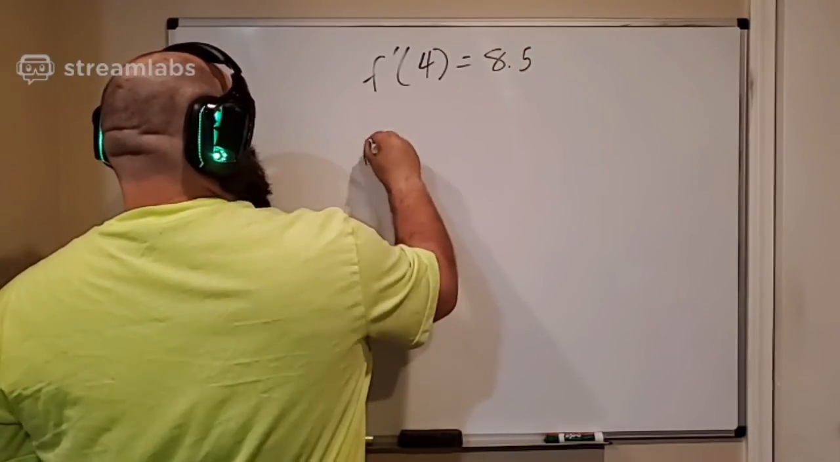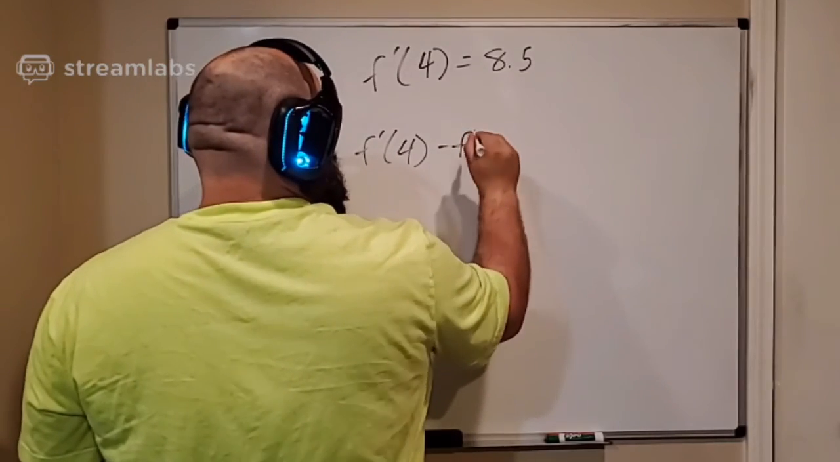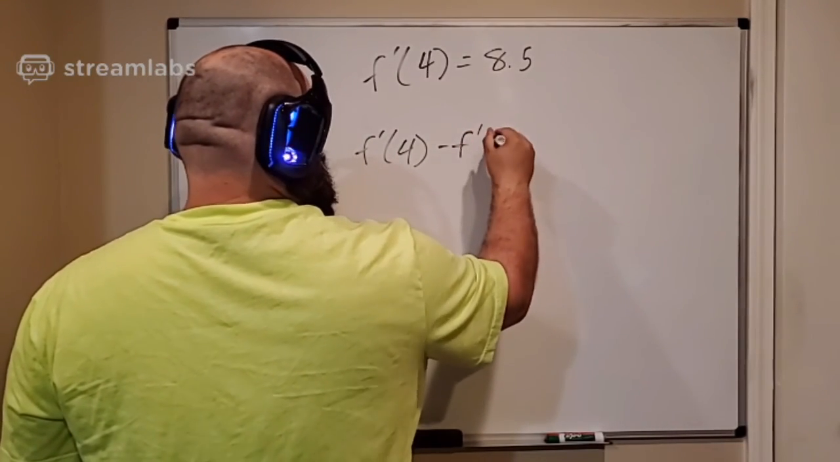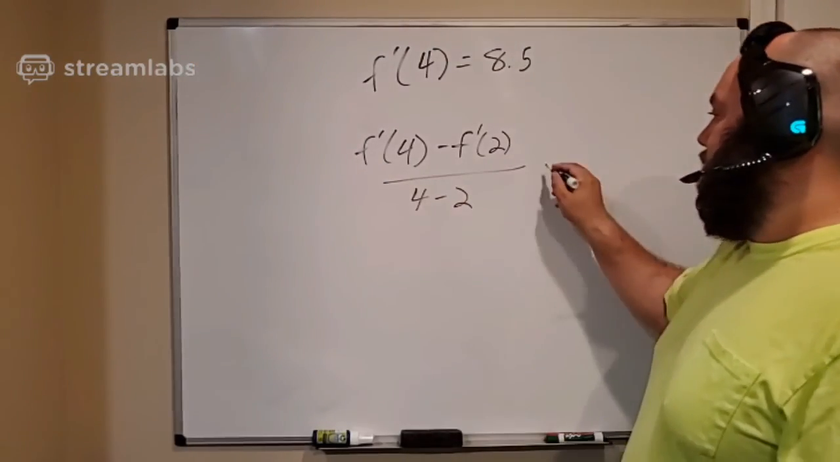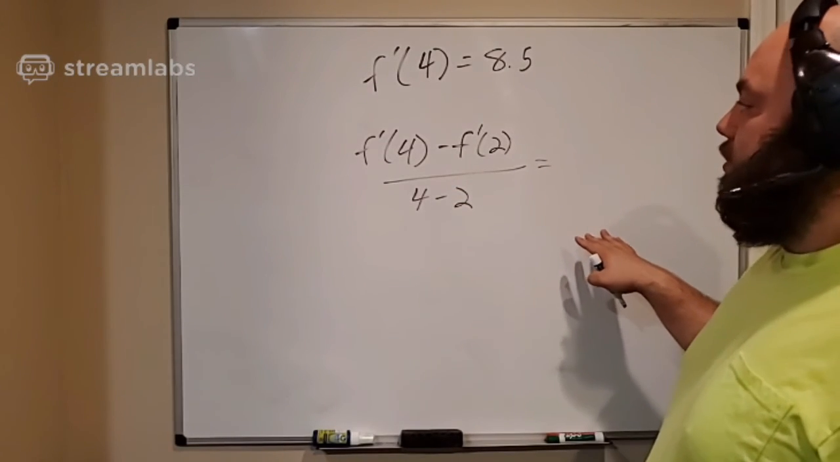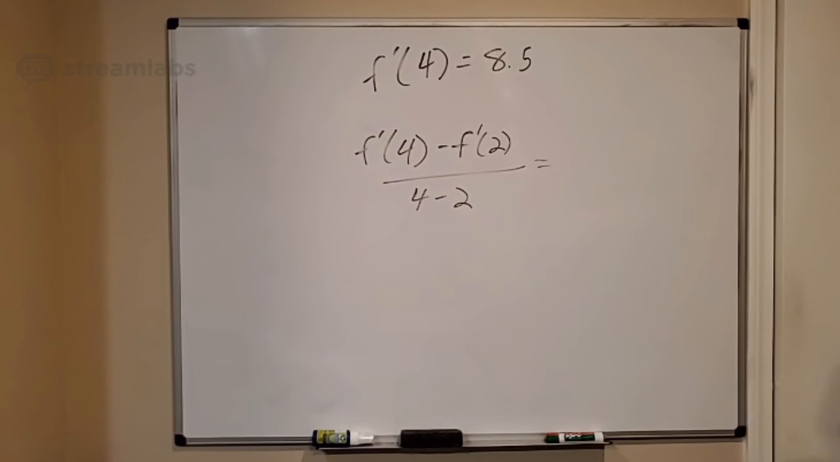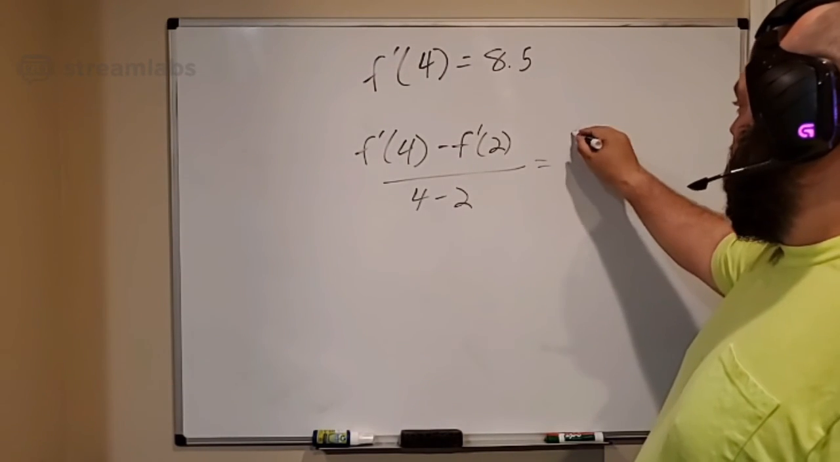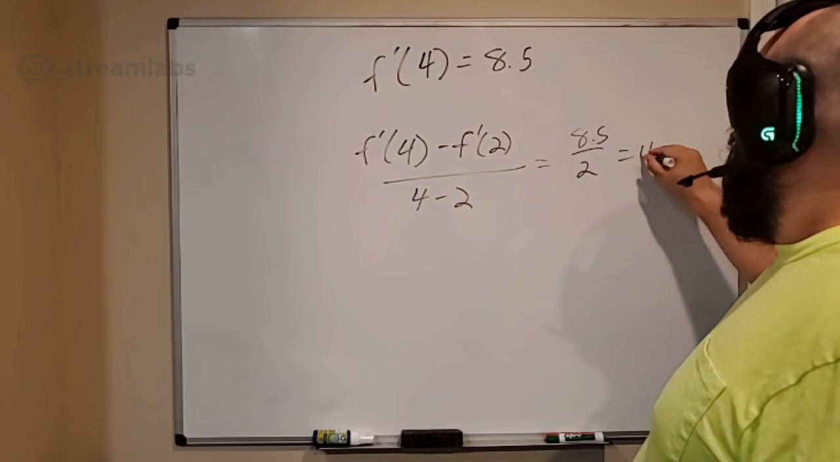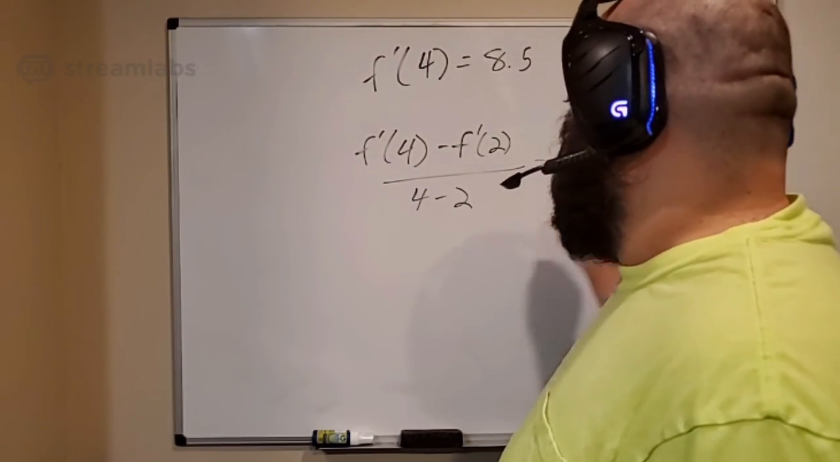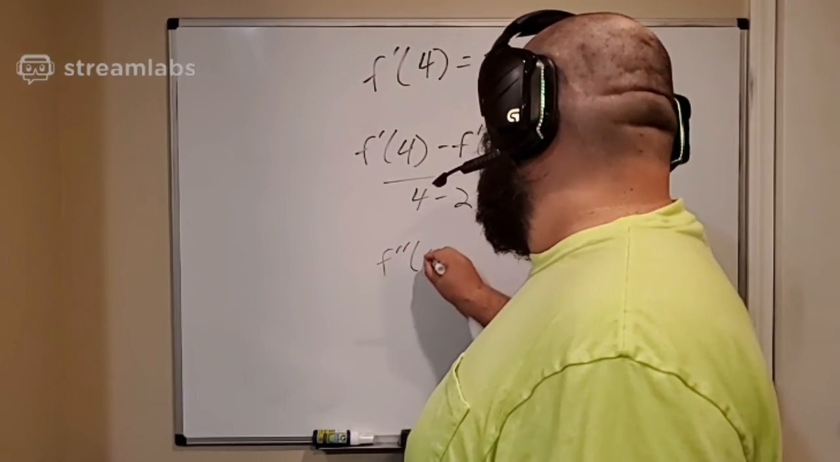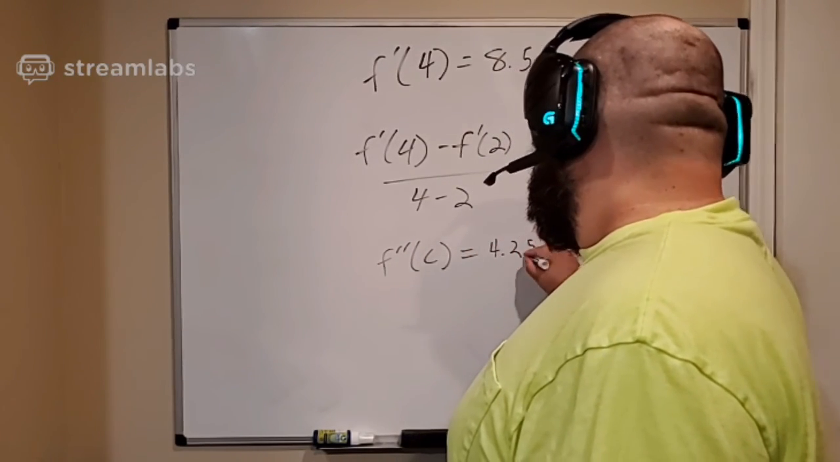f prime of 2 over 4 minus 2. So you find the average derivative, the average value, so do the secant slope in other words. Because remember when we're talking about the mean value theorem, the average rate of change has to equal the instantaneous rate of change somewhere. So what you end up getting there is that this is 8.5 over 2, which is 4.25. They then want you to make the connection that this being 4.25 means that f double prime of c has to equal 4.25. And in my opinion, you're not really using the mean value theorem there at any point, other than as a justification idea.